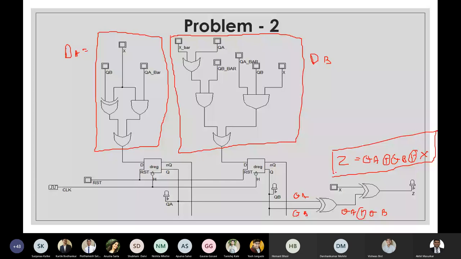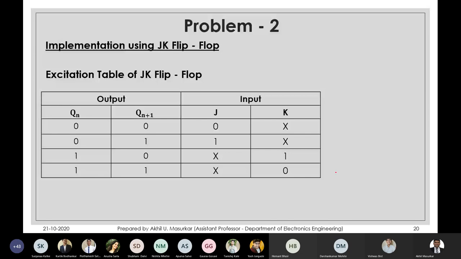So what I will suggest is now we will quickly go to the later part of this, that is the implementation using JK flip-flop. So please copy this now. So you can see when we wrote here implementation using D flip-flop, we were drawing excitation table of D flip-flop. Now since we are implementing it using JK flip-flop, we have to draw the excitation table of JK flip-flop. And here you can now see that Qn plus 1 is not equal to J and that is not equal to K. So here we have to do some effort. So please write this title implementation using JK flip-flop. I will wait for 2 minutes until you draw the excitation table of JK flip-flop.